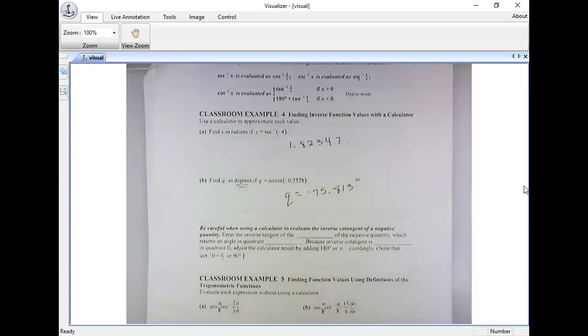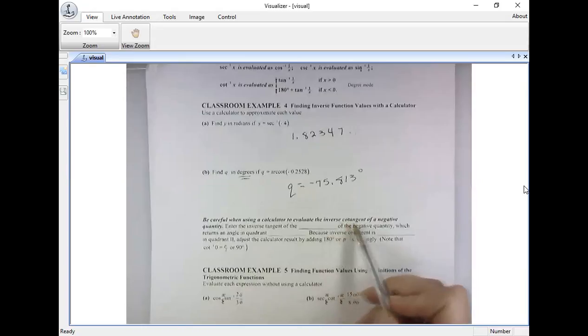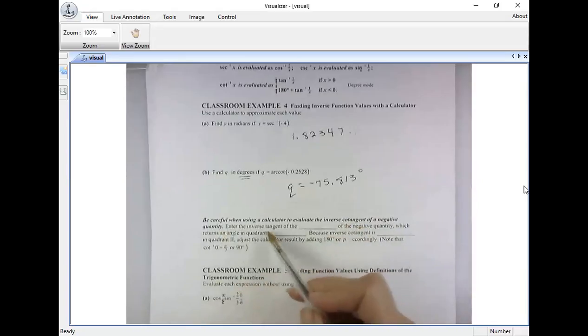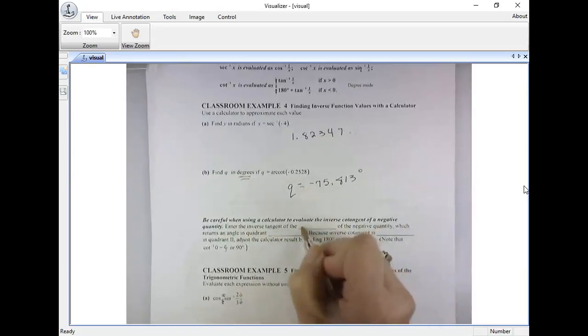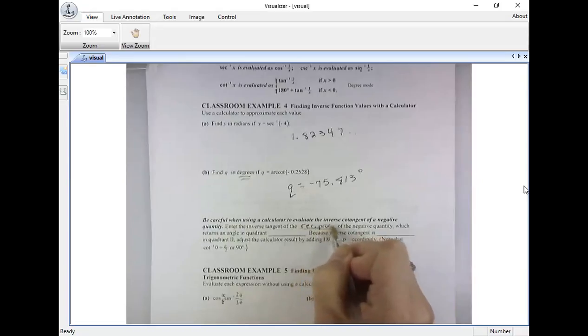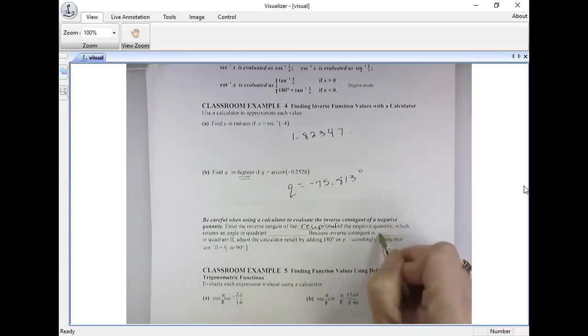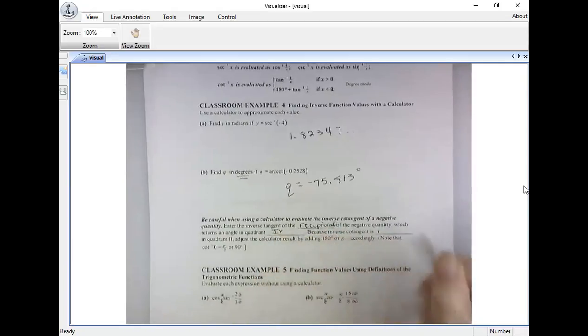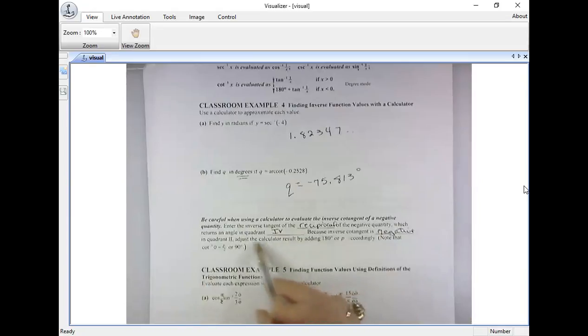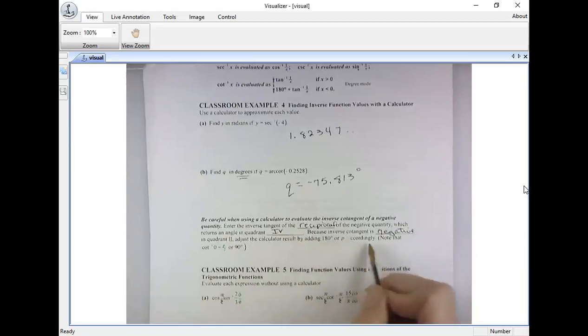Okay? Now, it says be careful when using a calculator to evaluate the inverse cotangent of a negative quantity. You have to enter the inverse tangent of the reciprocal of the negative quantity, which returns an angle in quadrant 4, because inverse cotangent is negative in quadrant 2. You've got to adjust the calculator result by adding 180 degrees or pi accordingly.